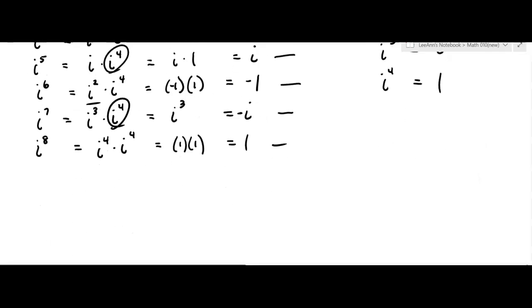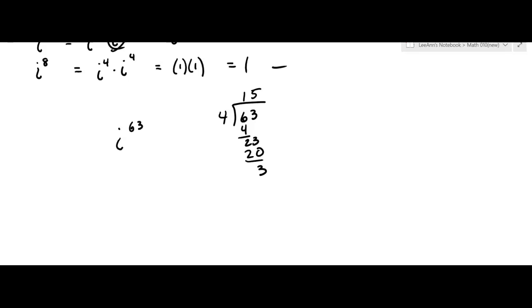Okay, so let's show you an example of how you might use this idea. So I'm going to do an example here, and then in the next video we have some more examples. Let's say you have i to the 63rd power. Well, I do not want to keep writing this out 63 times, but I know that every group of 4 is just 1. So how many times does 4 go into 63? Well, 4 times 15 is 60, remainder 3.